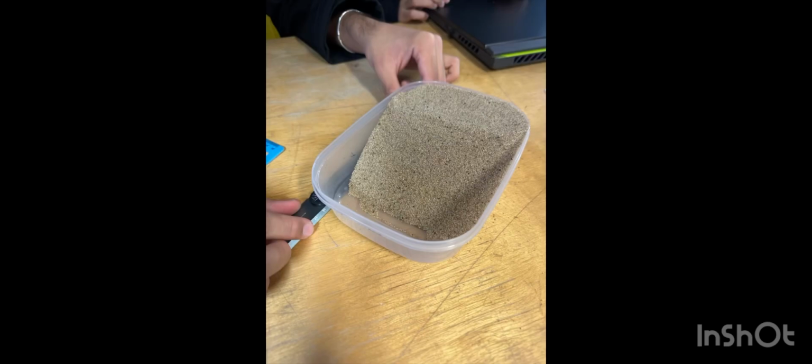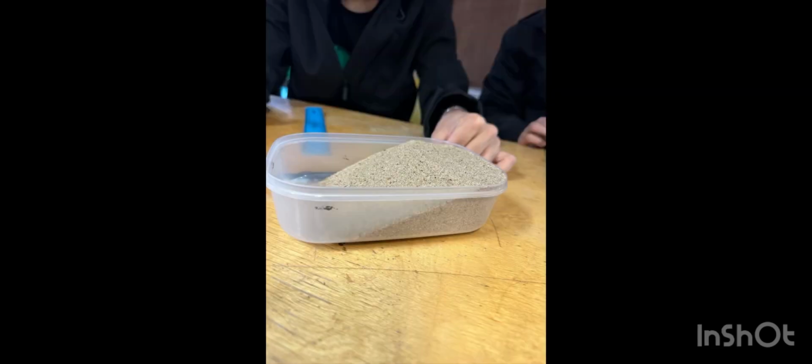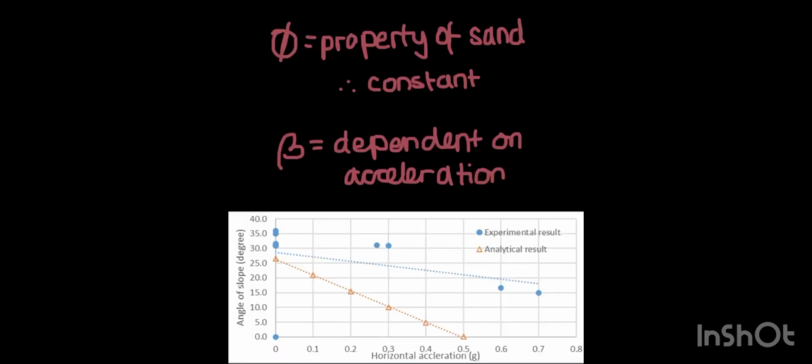During the second workshop, we modelled a slope using granular sand and applied an external lateral force to mimic an earthquake of a measured acceleration. We calculated tan phi and tan beta, which is the angle of the slope before and after the earthquake correspondingly. What we found was as acceleration increases, the angle of the slope decreases.